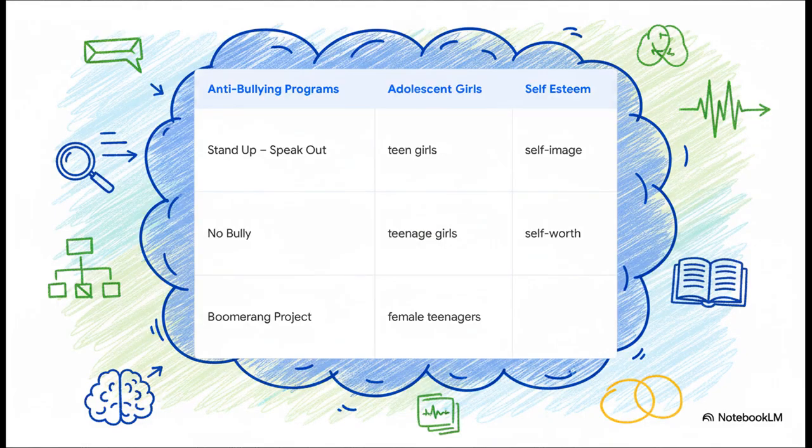And this chart is a perfect example of that third strategy and why it's so powerful. Just look at that first column for anti-bullying programs. Instead of just synonyms for the word program, it lists the actual names of programs, like No Bully or the Boomerang Project. Think about it. An article might only talk about one of those specific programs by name. Without this chart, you would have completely missed that research.